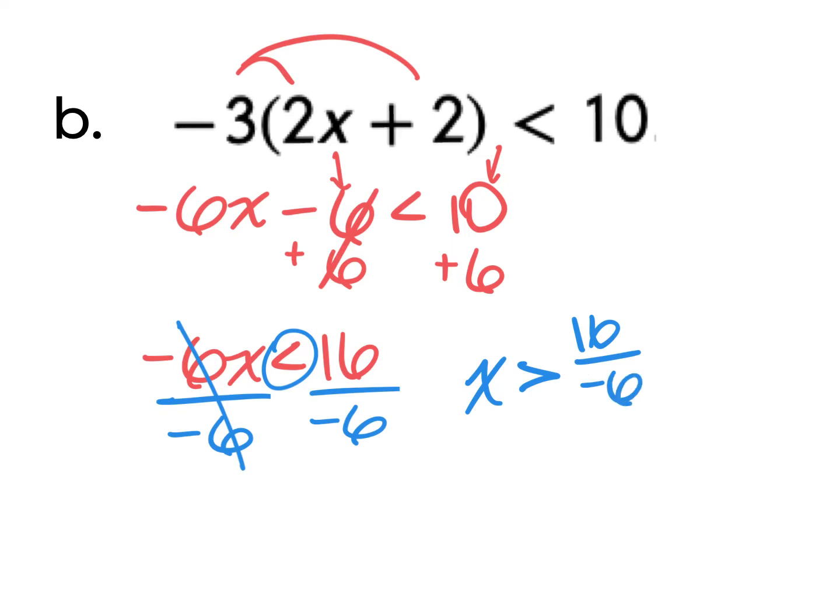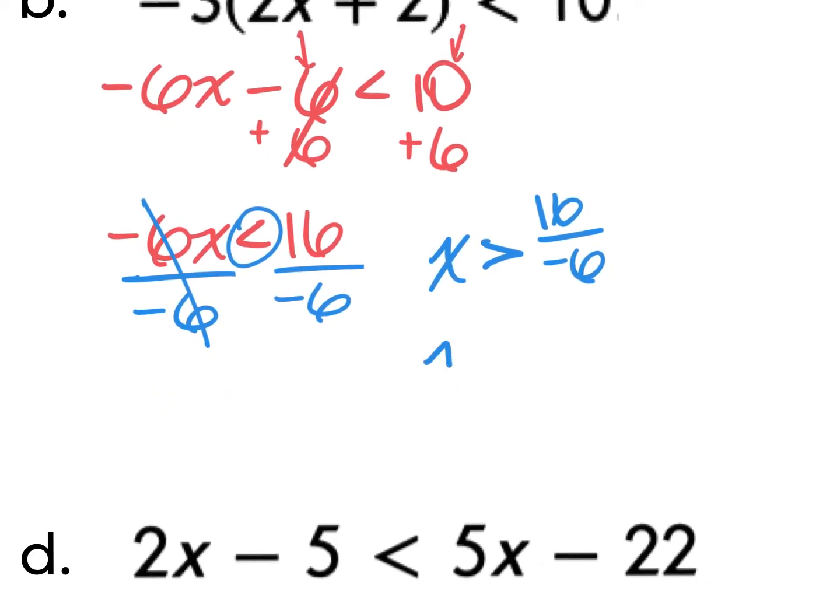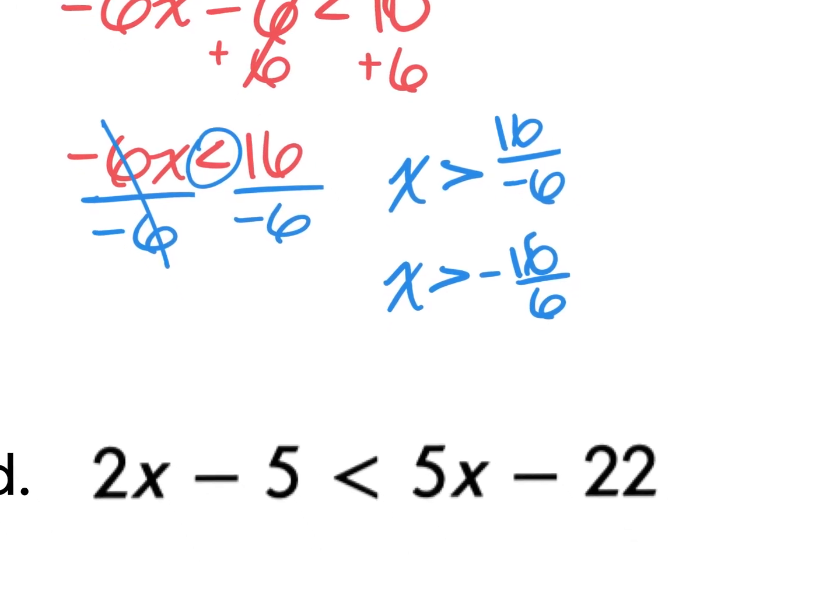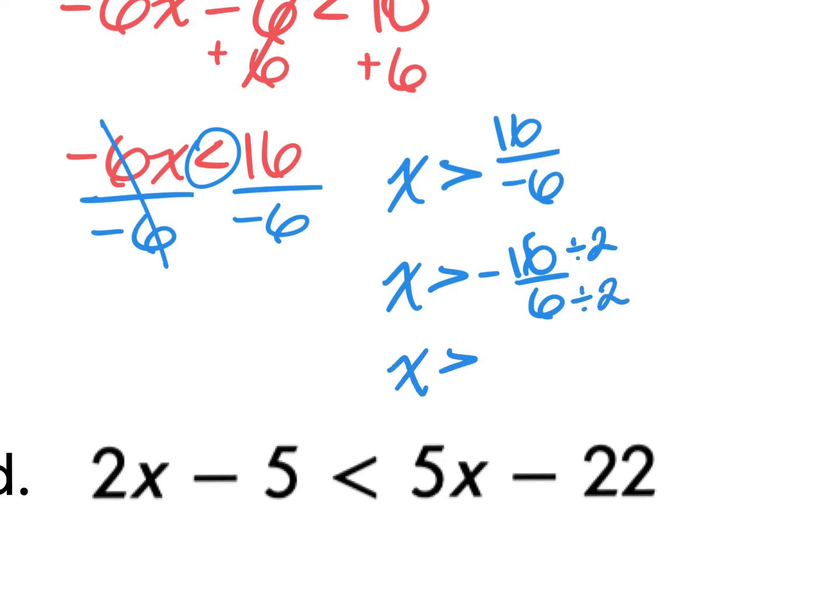Well, a couple things we can do to this. First of all, we're going to write it like this, x is greater than -16 over 6. We're going to write it like that, but also we're going to simplify this. Now, I would suggest just leaving this as a fraction, okay, but this fraction can still be simplified. So both 16 and 6 are divisible by 2, so when we simplify it, we get x is greater than -8/3, and that is our answer right there.